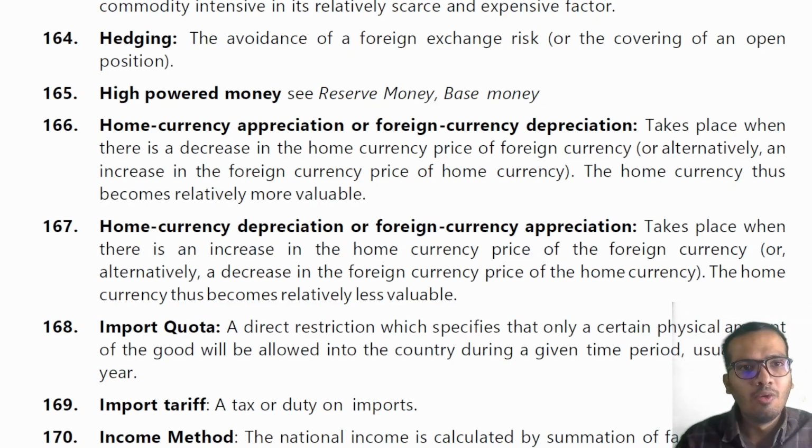Similarly, we have home currency depreciation or foreign currency appreciation. It takes place when there is an increase in the home currency price of a foreign currency, or alternatively a decrease in the foreign currency price of the home currency. So the home currency thus becomes relatively less valuable.